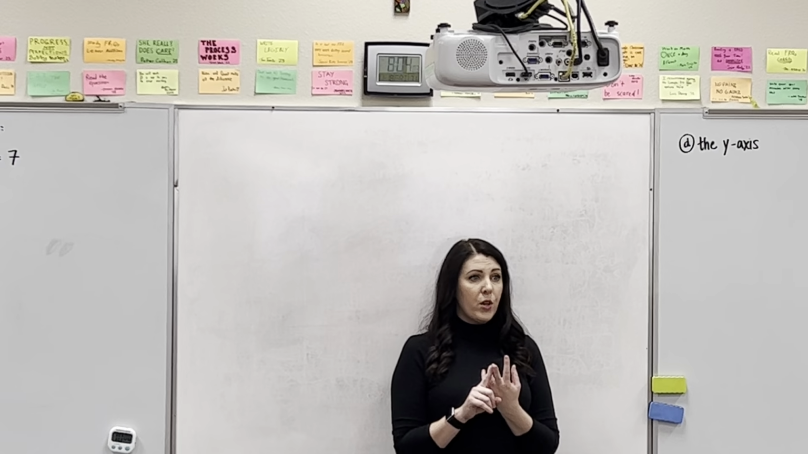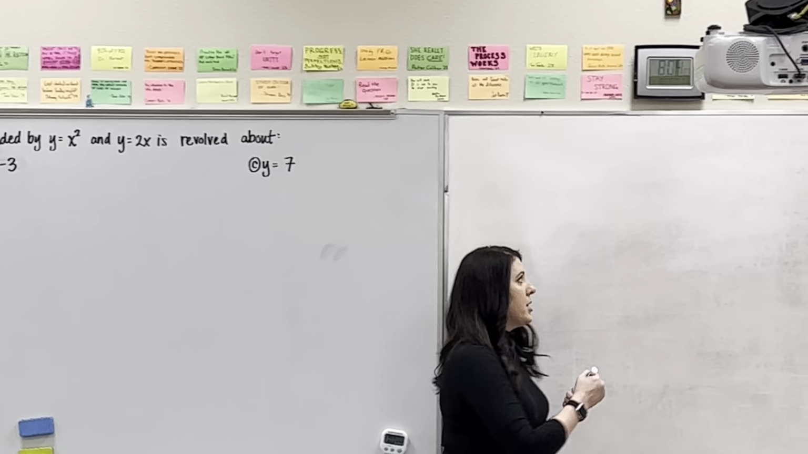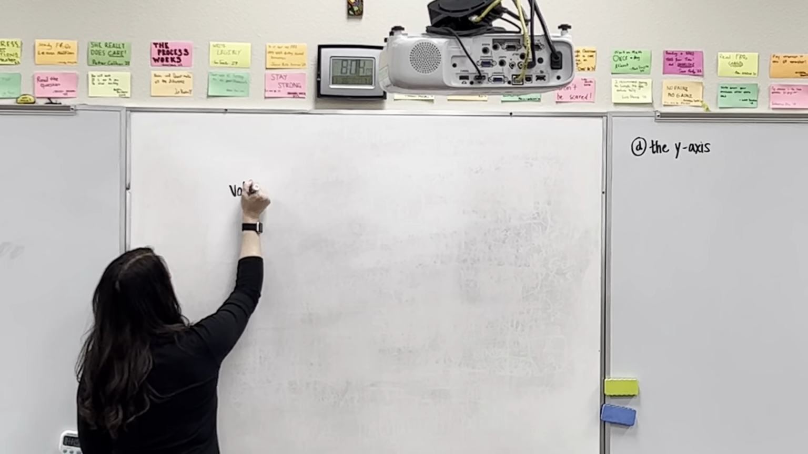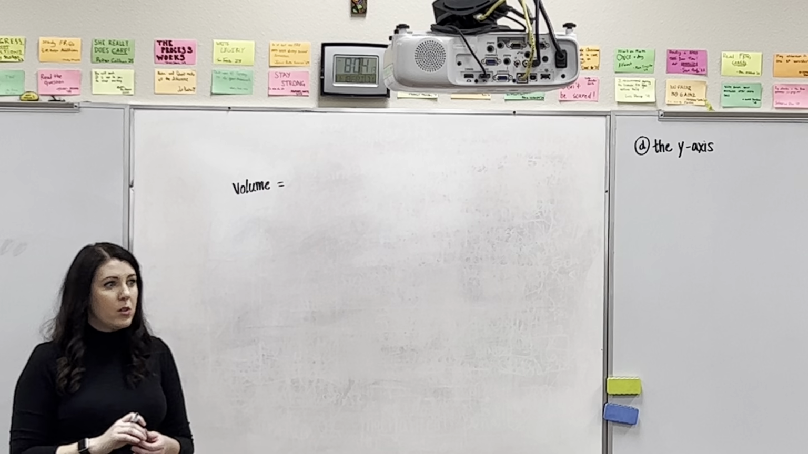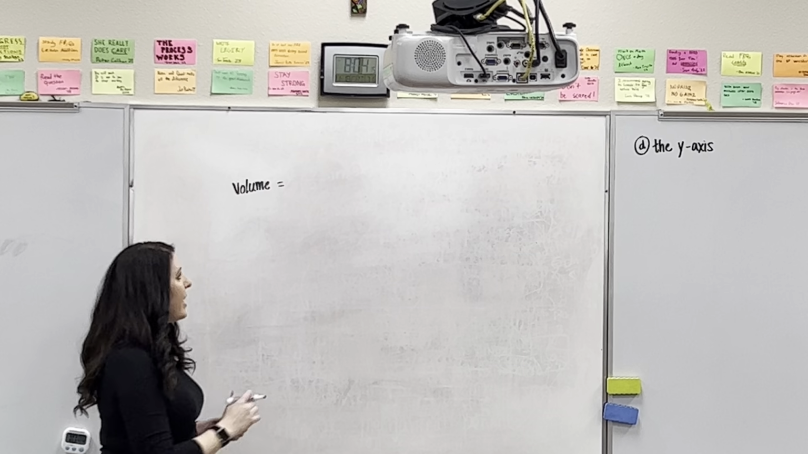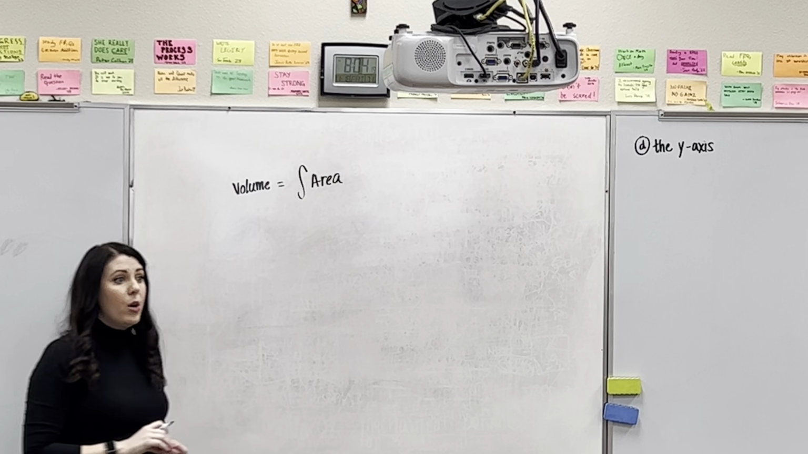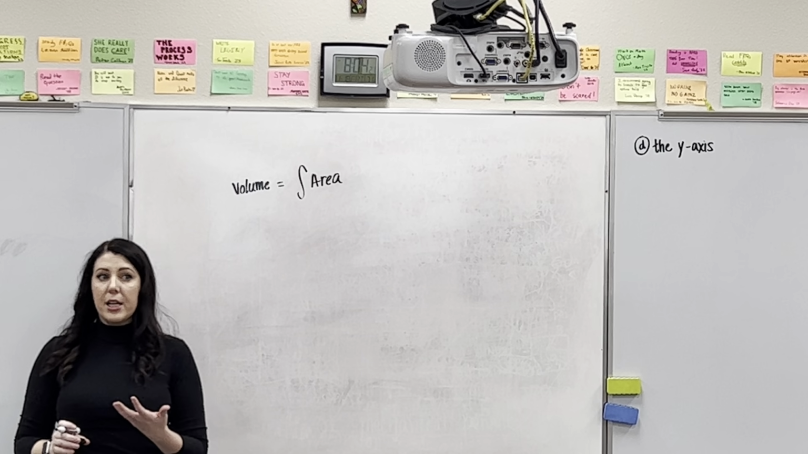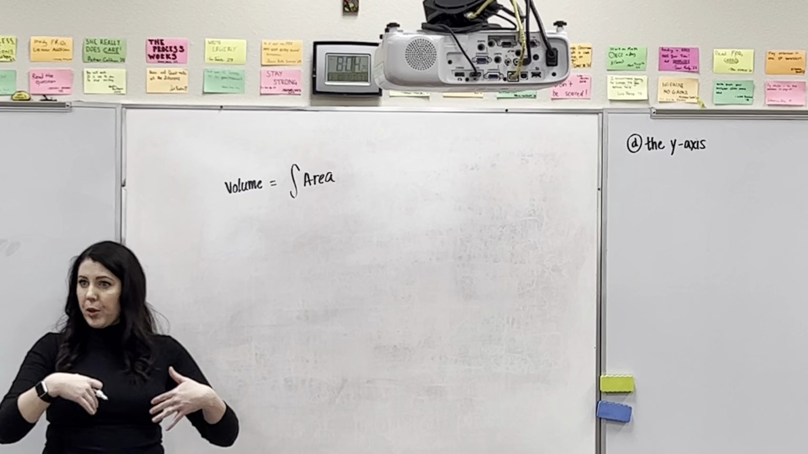We talked about volumes of known cross-sections. When we talked about volumes of known cross-sections, we said that volume is equal to what? Do you guys remember? Volume is equal to the integral of area, right? So what we did when we were doing volumes of known cross-sections is we found the area of that shape and then we integrated that, right?